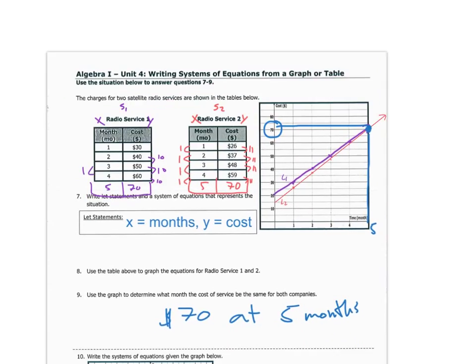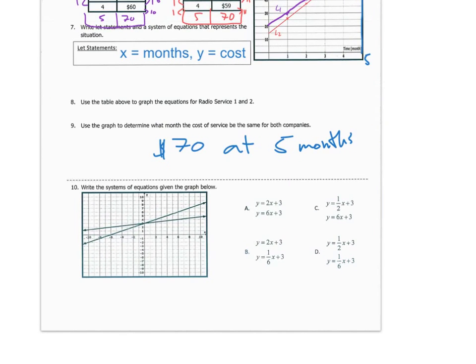And that's the last one that we've got for you. I don't think we need to work through 10. If you want to practice that one, go ahead and look at your y-intercept and your slope of both lines and see which equations match that.